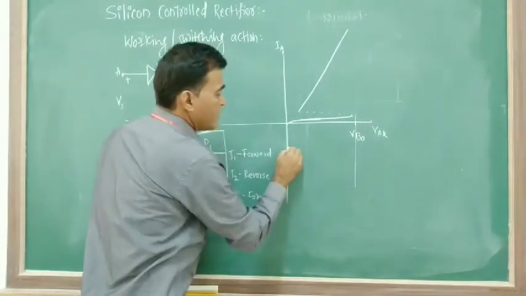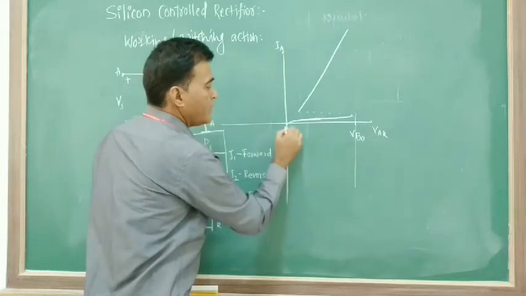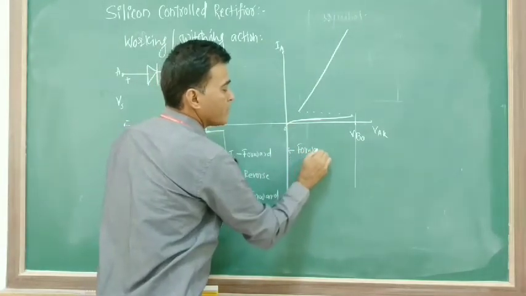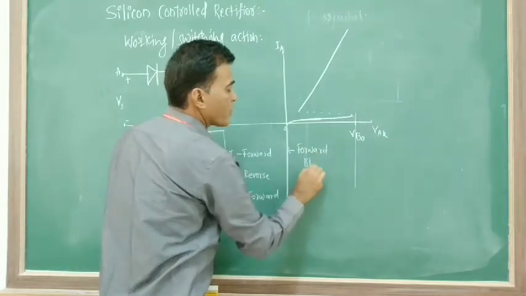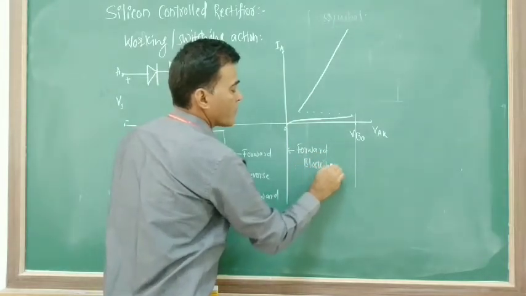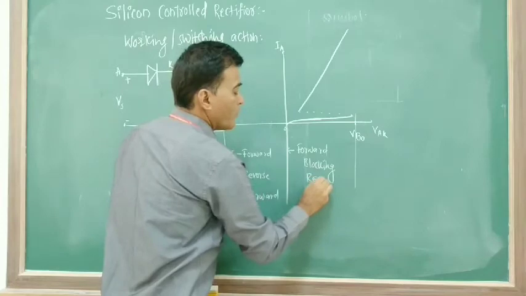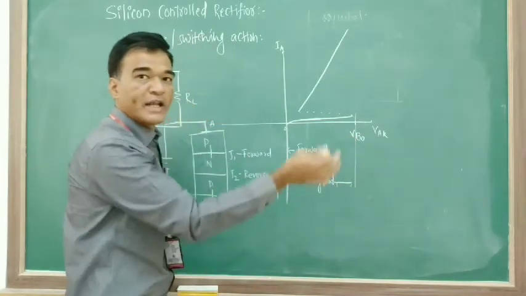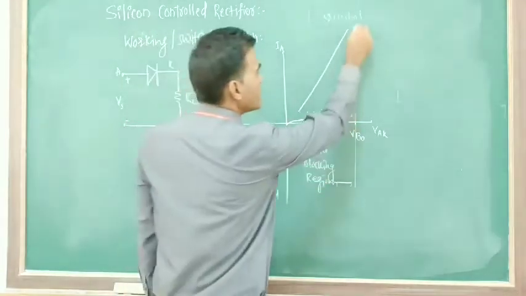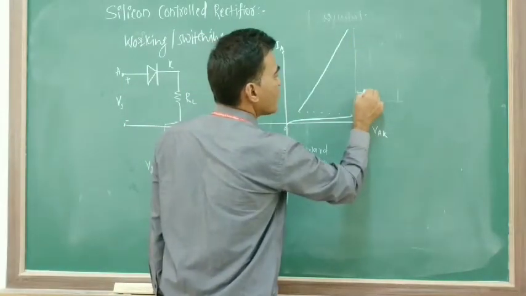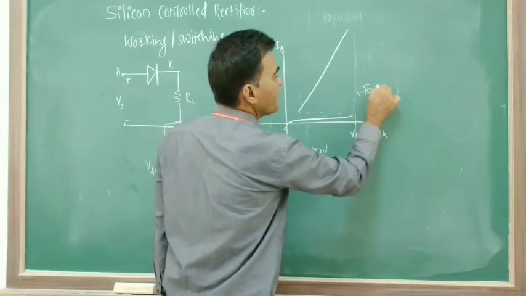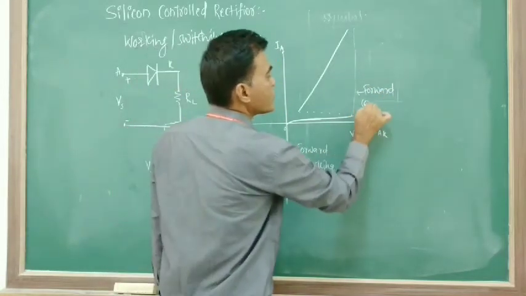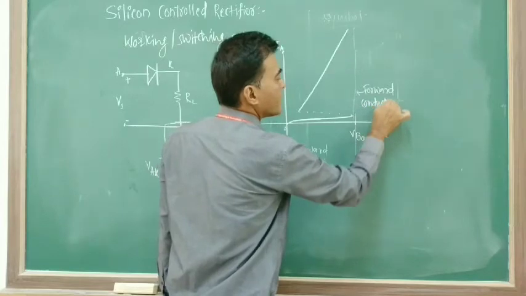The region in between 0 and VBO is known as the forward blocking region. When I apply a voltage greater than VBO, the thyristor starts conducting. Hence, this region is known as the forward conducting region, because here the SCR is conducting now.